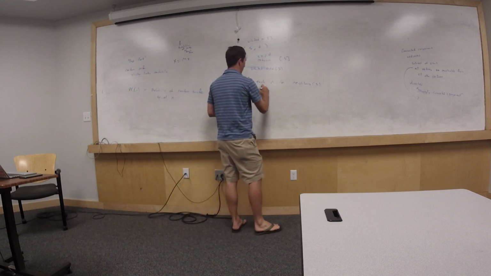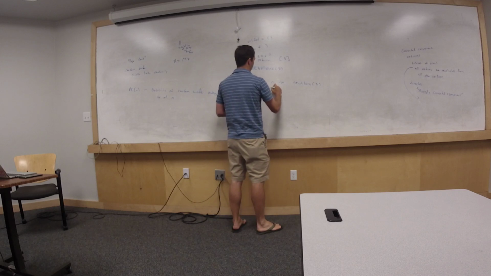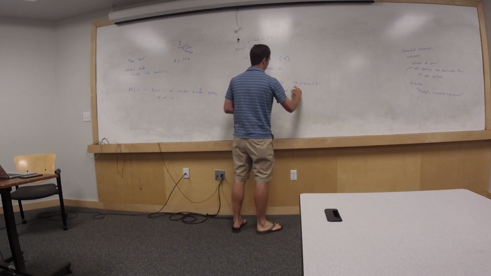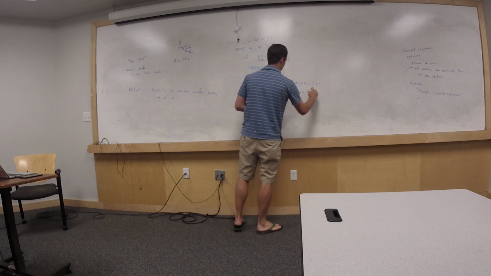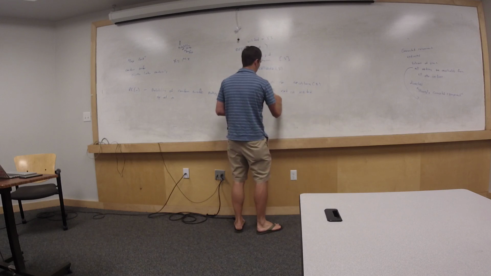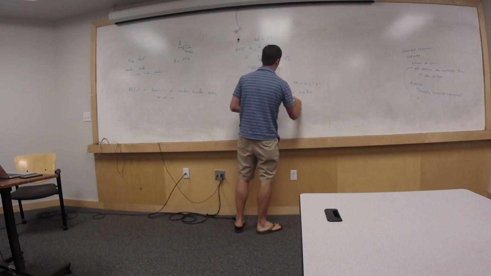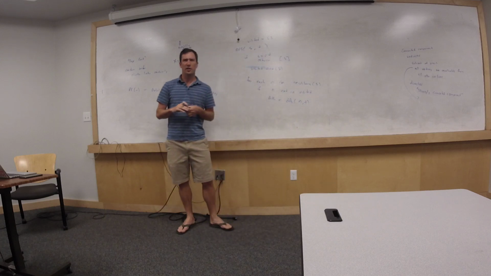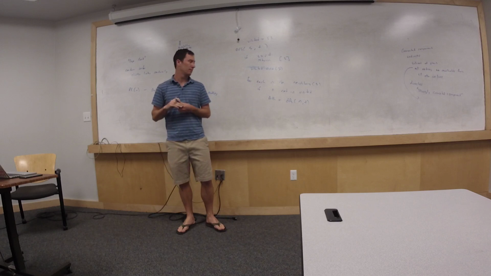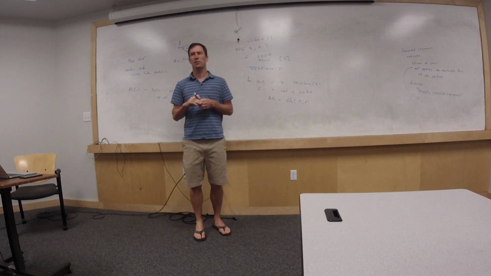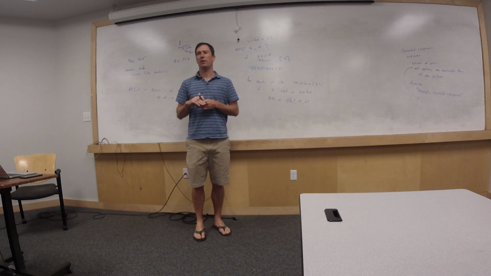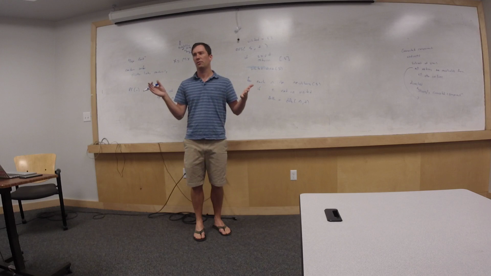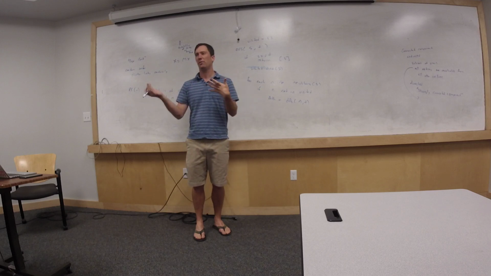So if N is not visited, I'm just going to DFS starting at N. Okay. If I can get to the target from here, then I'm finished. Right? I found a path from here to there, so I'm just going to return a path from here to there. Okay.